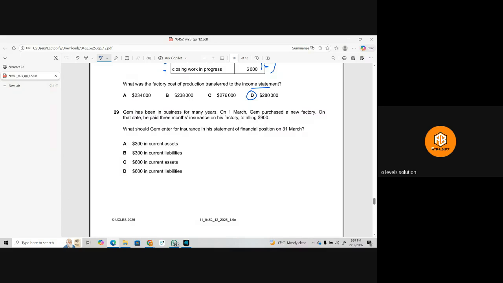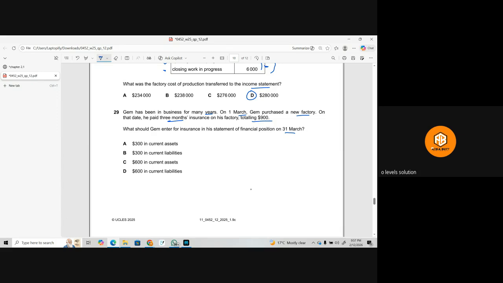Next question is that Gem has been in business for many years. On 1st March, Gem purchased a new factory. On that date, he paid 3 months insurance on his factory, totaling 900. What should Gem enter for insurance in this statement of financial position on 31st March? Okay, so basically, $900 covering the 3 months. So what will be the monthly cost? Monthly cost will be 300.